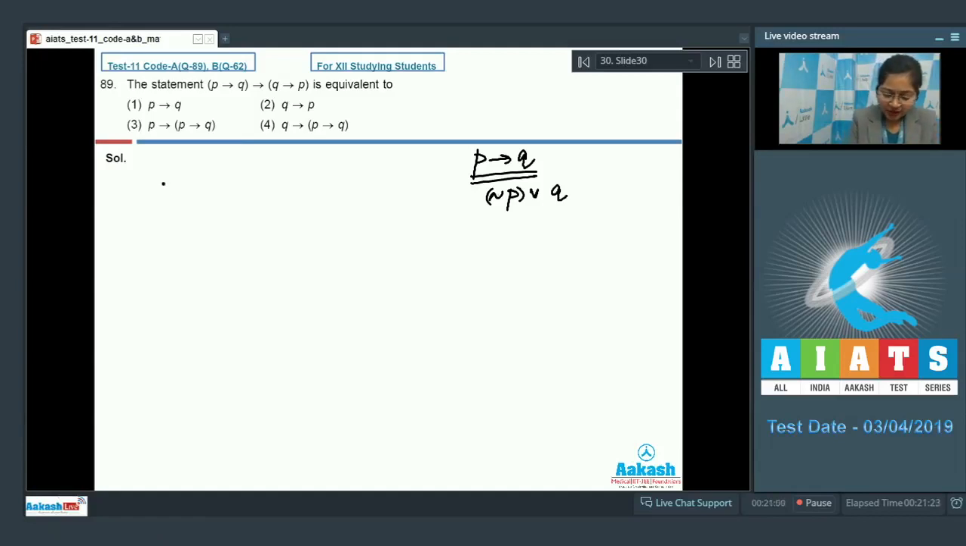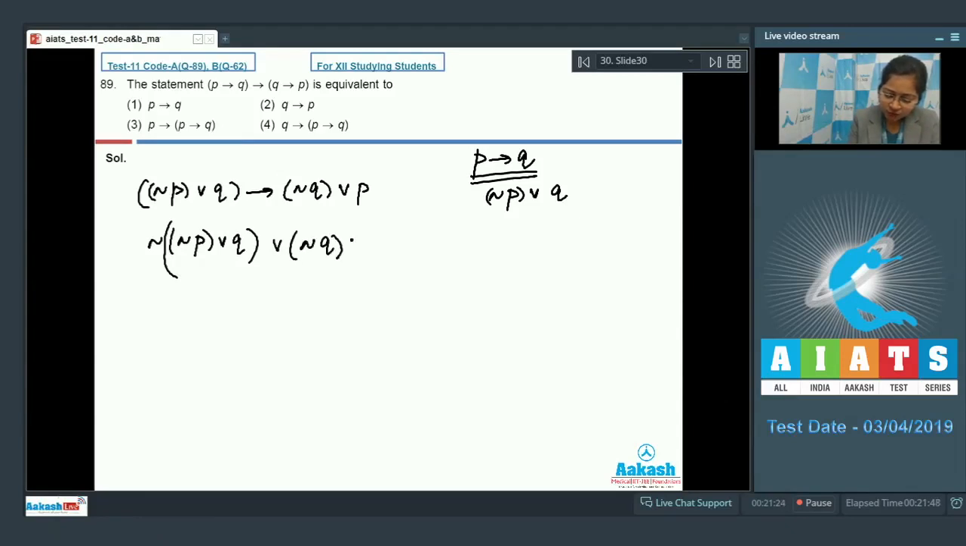So we can write negation P or Q, implying P; Q implies P can be written as negation Q or P, right? Now this can further be written as negation of (negation P or Q) or negation Q or P, right? This is what we get. Now simplifying further, it can be written as P and negation Q, or negation Q or P.